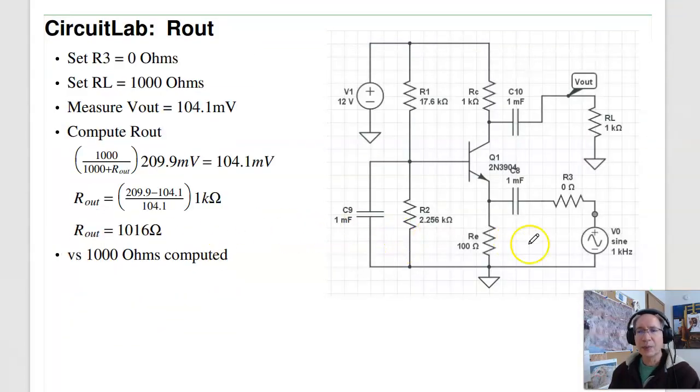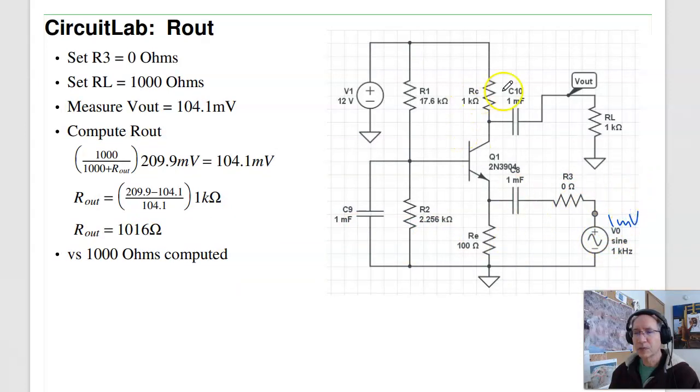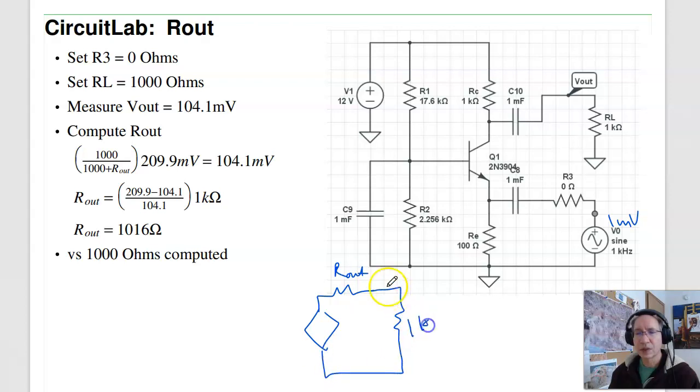To find the output impedance, I can make this 0 ohms, make this 1 millivolt. And now take the load, make that 1 kilo ohms. And what happens is, from the two-port model, I have my output impedance. I now have a 1 kilo ohm load on it. By voltage division, the voltage here will drop as 1K over R out plus 1K times the input voltage. Well, I know the input voltage. With no loading, it was 209 millivolts. With loading, it's 104 millivolts. Solve for R out. And what you get is R out is 1016 ohms. Getting close to what we calculated.